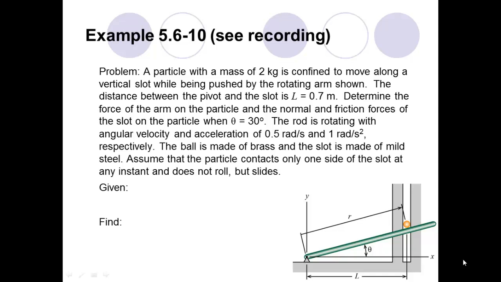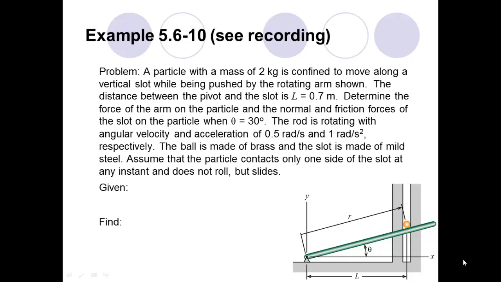The distance between the pivot and the slot is L equals 0.7 meters. Determine the force of the arm on the particle and the normal and friction forces of the slot on the particle when theta equals 30 degrees. The rod is rotating with angular velocity and acceleration of 0.5 radians per second and 1 radian per second squared respectively. The ball is made of brass and the slot is made of mild steel. Assume that the particle contacts only one side of the slot at any instant and does not roll, but slides.